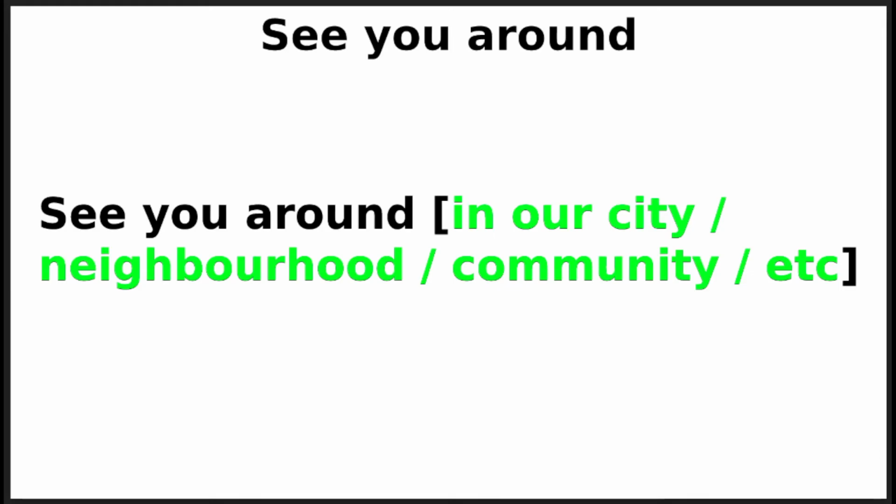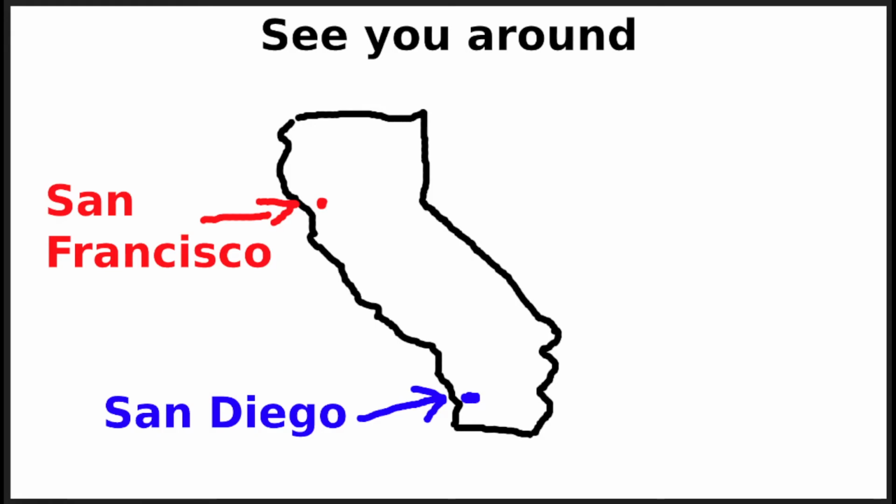Another way I can explain it is, it's basically a shorter form of saying "see you around in our city, neighborhood, community," etc. Okay, but you might be asking yourself, what if Johnny lives in San Francisco, California, and his friend is living all the way down in San Diego, California? Same state, but not in different countries. Would Johnny be able to use "see you around"?